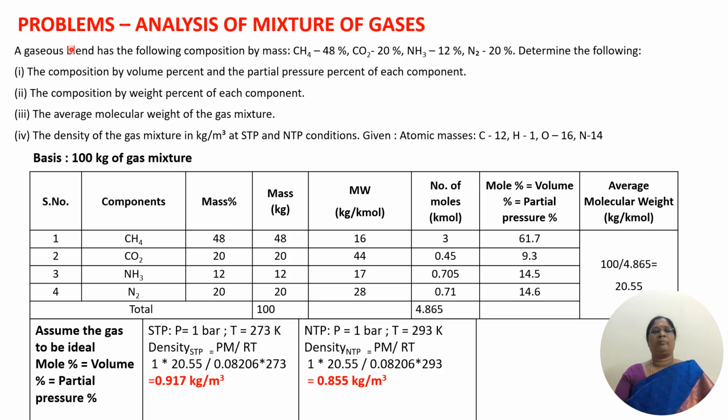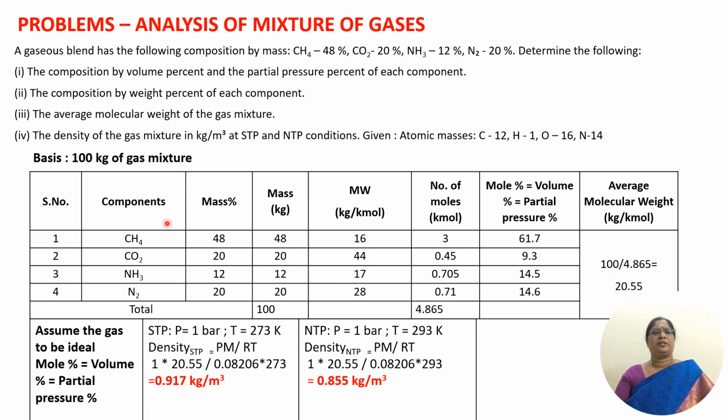Let us solve a problem based on the analysis of mixture of gases. The problem statement: a gaseous blend has the following composition by mass: CH4 48%, CO2 20%, NH3 12% and N2 20%. They are asking us to determine the composition by volume percentage and partial pressure percentage, composition by weight percent, average molecular weight, and to calculate the density of the mixture at STP and NTP conditions. Atomic masses are given as 12, 1, 16 and 14 for carbon, hydrogen, oxygen and nitrogen respectively. Let us solve the problem.